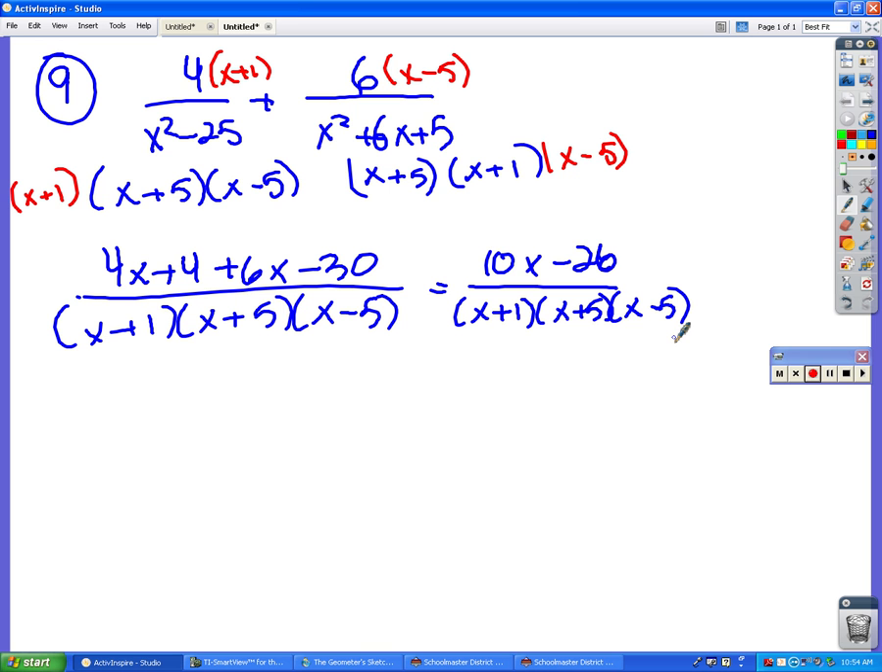What can I factor out of 10x minus 26? The 2? Which does us absolutely no good whatsoever. So really, either of these two answers would be fine because there was no canceling that happened at the end. So factoring out the 2 was kind of unnecessary. Okay, Jenna, does that make sense? All right, any other questions?